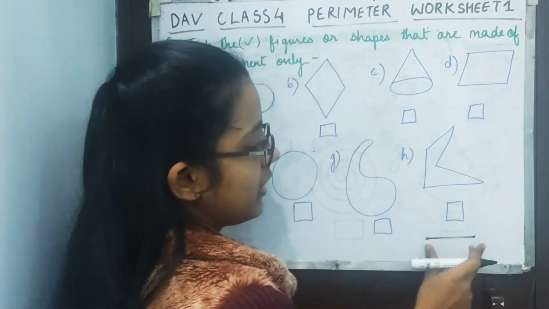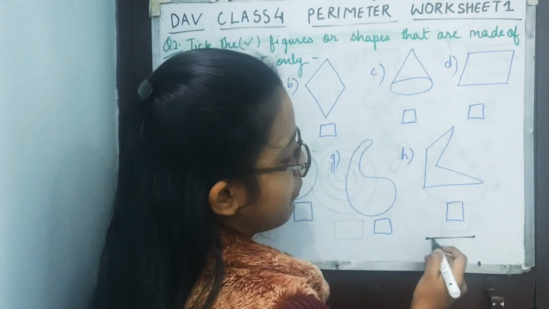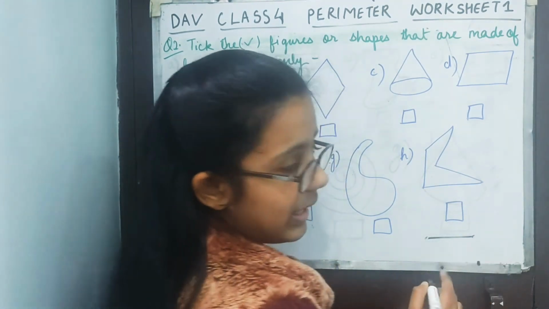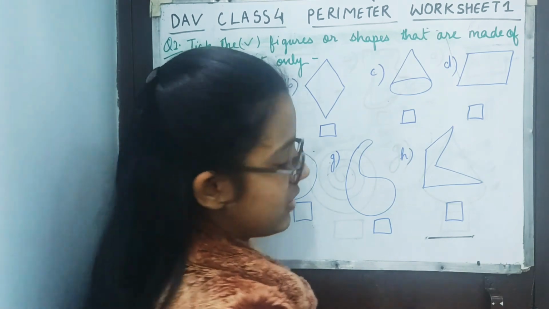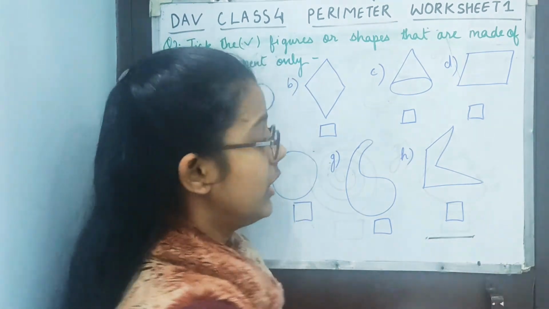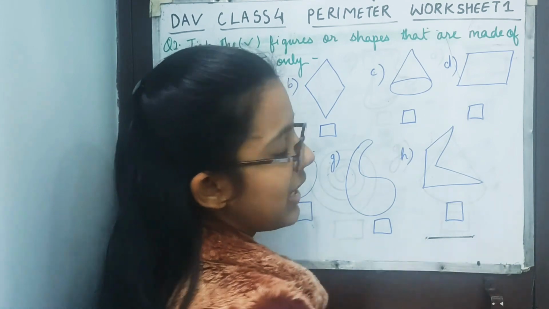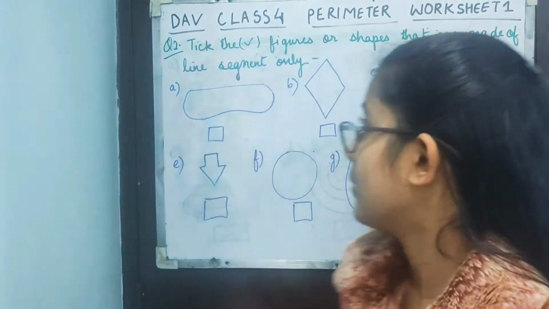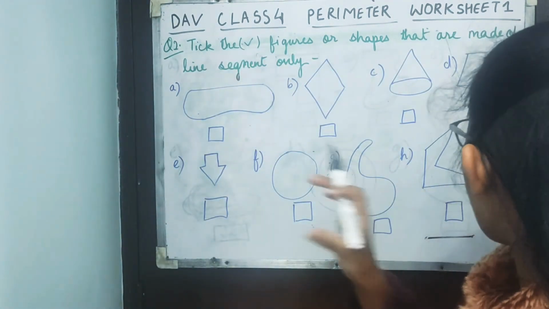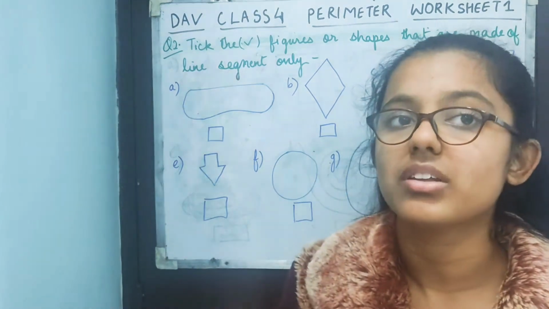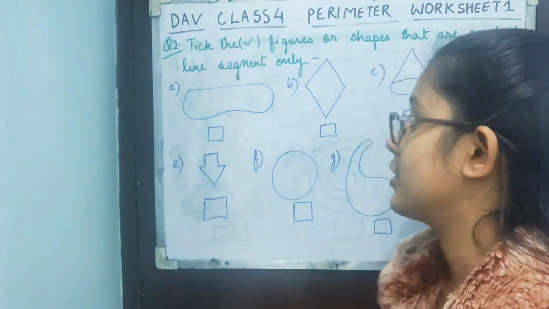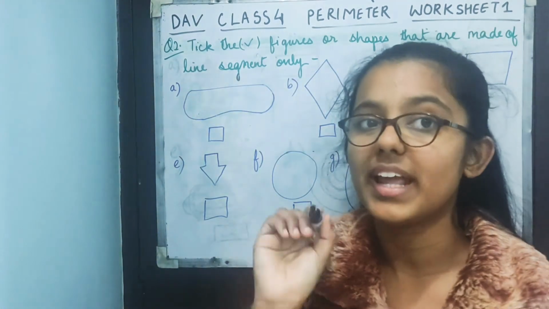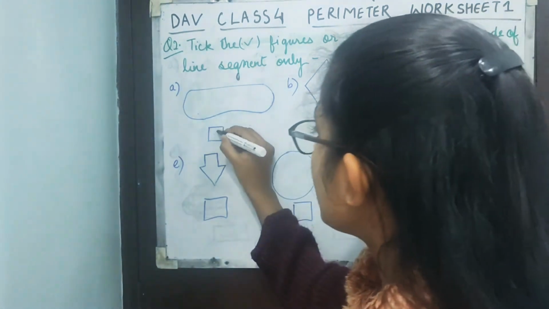So a line segment is a straight line in which both endpoints are there, on the right side also and the left side also. We have to tick mark all of these closed figures which are made of line segments. Come to the first one. It's not a line segment figure because a curve is there, and I told you a line segment means a straight line. So this will be a cross.